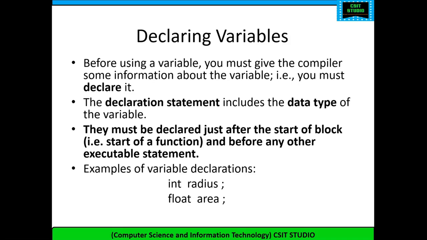And we begin the declaration statement just after the start of a function. So the first statement of the function, that is the declaration of the function, is completed. After that, we declare these variables before any executable statement. An example of declaring a variable is int radius. That is, radius will be a variable of type integer, so it might not hold a floating point value, and float area may contain a floating point value.